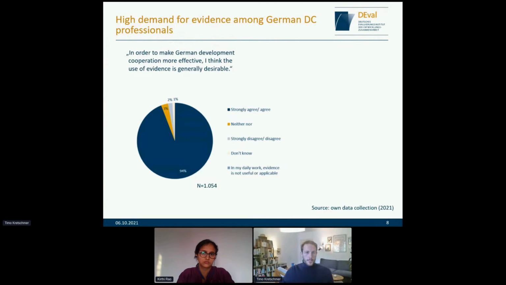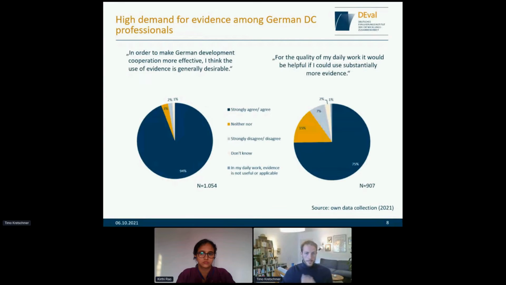We do see a high demand for evidence. On the left, there is a lot of support for statements such as evidence should be used more, and that it would be helpful if I could use more evidence. So in both questions, we see development professionals do want to use more evidence.